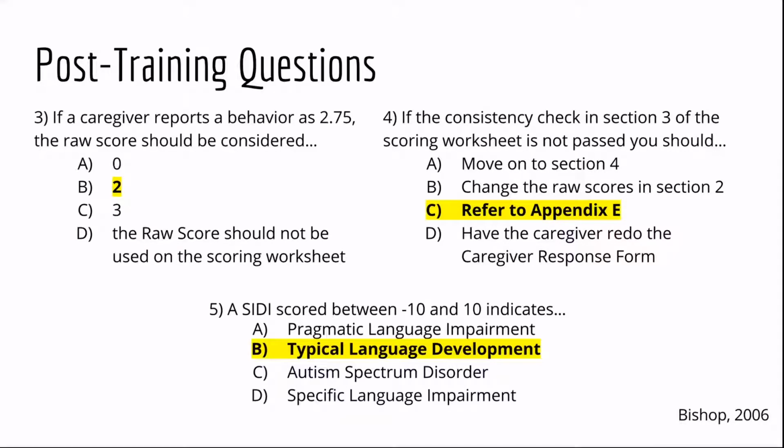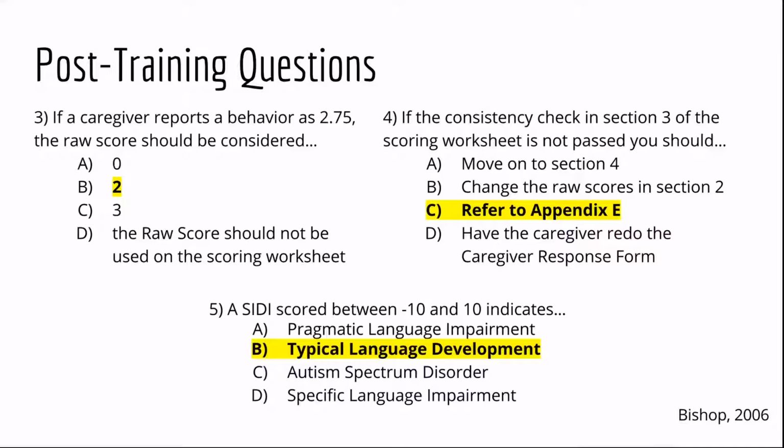The correct answer to question number 3 is B. 2. If a caregiver reports a discrepant rating, the score must round down to the lowest whole number. The score should not be left empty because 3 unrated statements make the CCC-2 void.